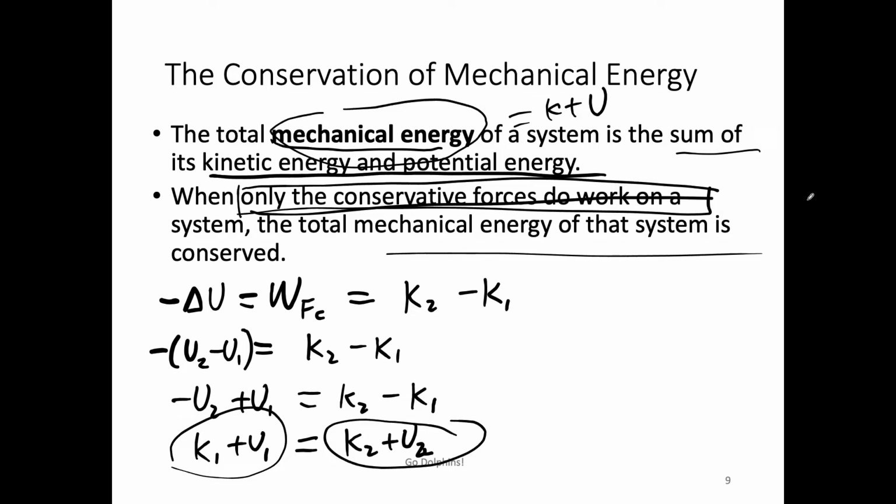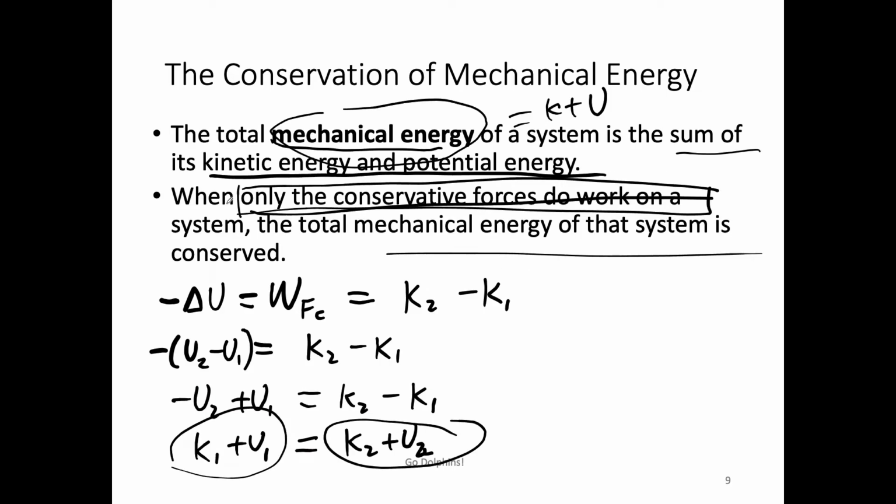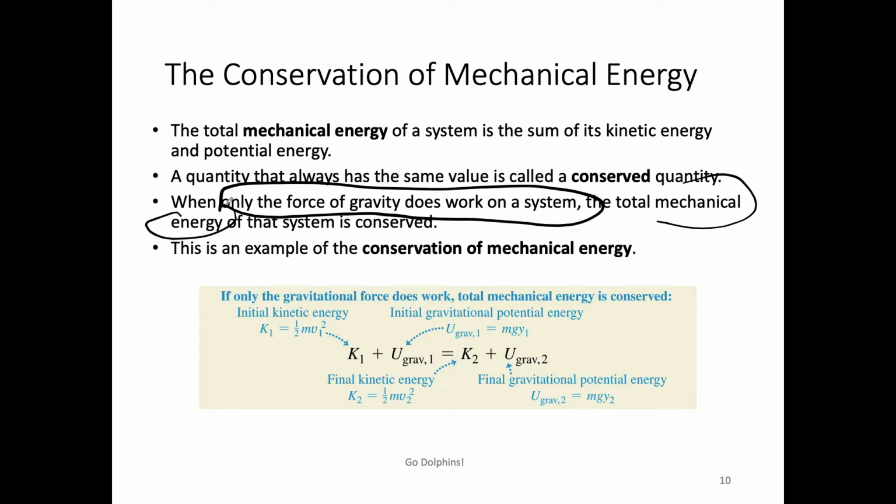If only the conservative forces do work on a system, the mechanical energy always equals the initial mechanical energy and is always a constant, so we call mechanical energy conserved. So now let's try to remember: the only force doing work is conservative force, then mechanical energy is conserved. And of course, if only gravity is doing work on the system, then K plus gravitational potential energy is a constant, is conserved.